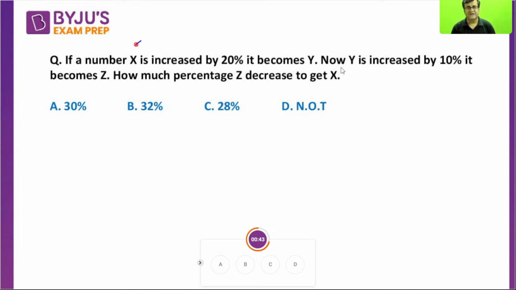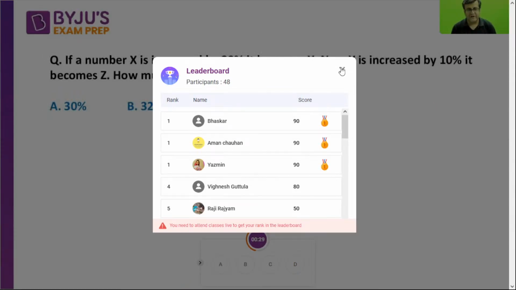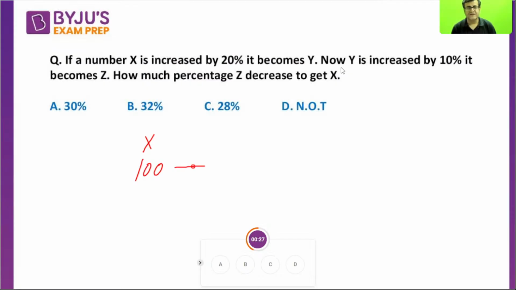Value x increased by 20% becomes y, y increased by 10% becomes z. How much percentage should z decrease to get x? D option is right. Everybody concentrate. If x is 100, x increased by 20% will become y. This is 120. So 100 will become 120.